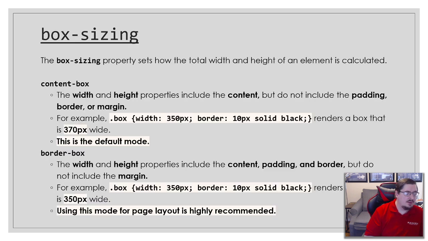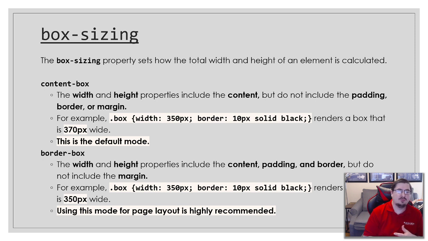Okay. Next up is the box sizing property. The box sizing property is a really interesting one to know about. What it does is it changes how the total width and height of an element is calculated. So normally, by default, the browser sets the box sizing for everything in your page to content box. Now, with content box, the width and height properties only concern themselves with the content, right? What is inside of the element.